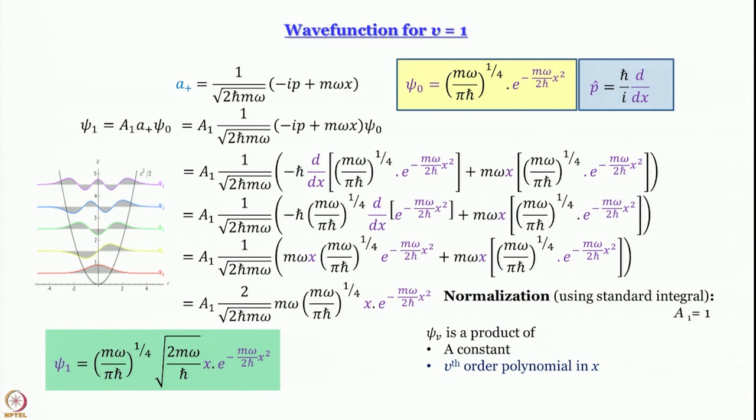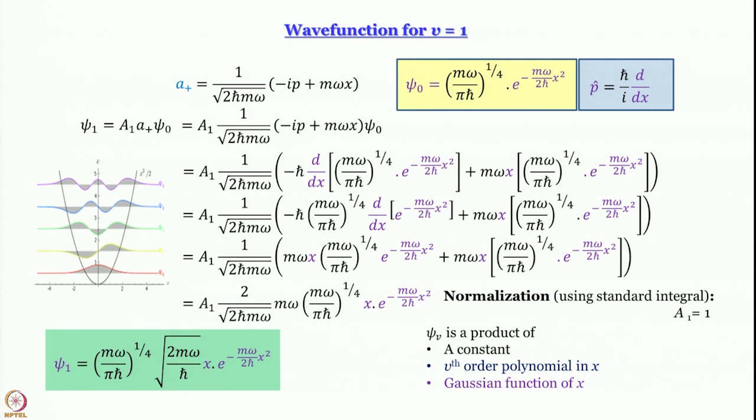And I am saying vth order polynomial already because if you look at psi 0, you see we have this e to the power minus m omega by 2 h cross x square in psi 0 as well as psi 1. Okay, the Gaussian function is there in both the wave functions, right. Some constant will be there, constant will differ from function to function. But what we see here is that there is nothing else in x, which means you have x to the power 0 for psi 0. For psi 1, you have x to the power 1. And as we will see later on, as you go higher up, you will get terms in x to the power 2, x to the power 3 and so on and so forth.